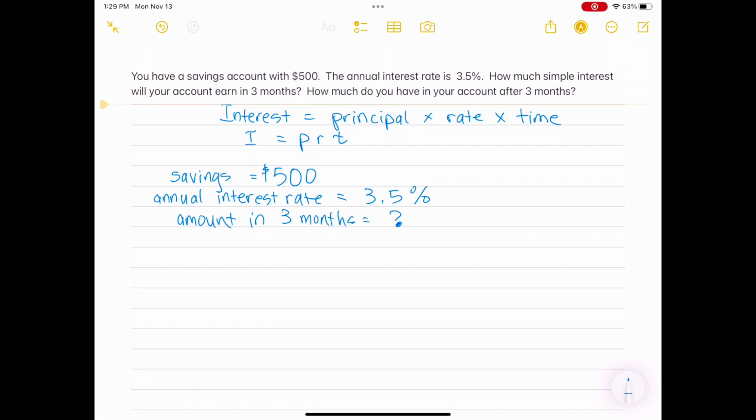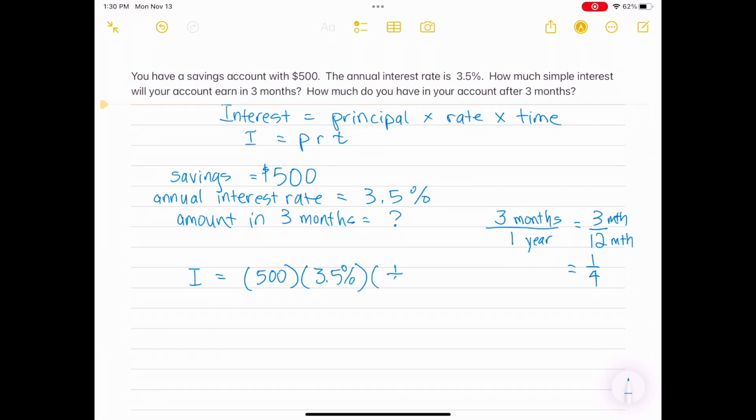So we need to figure out how much is the monthly interest rate. The relationship of 3 months to 1 year can be written as a ratio, 3 months to 12 months. 3/12 in its simplest form is 1/4. So 3 months is 1/4 of a year. So now we plug those numbers into our formula. We have 500, which is the principal, times 3.5% annual interest rate, times 1/4 of a year.